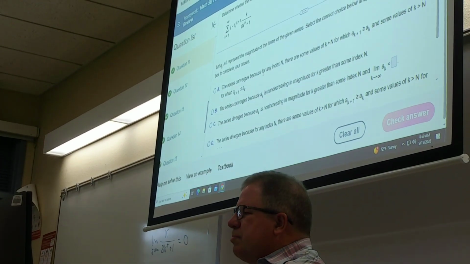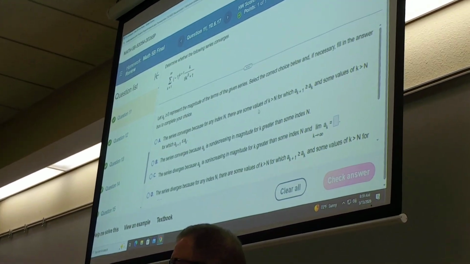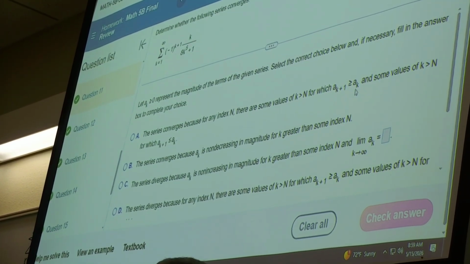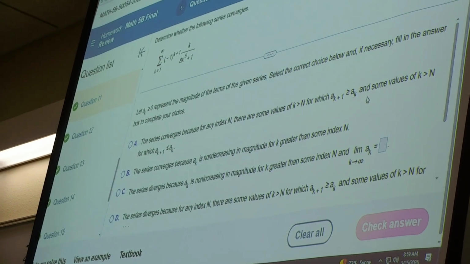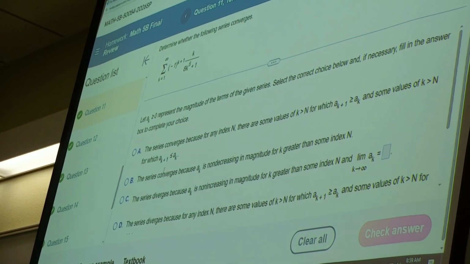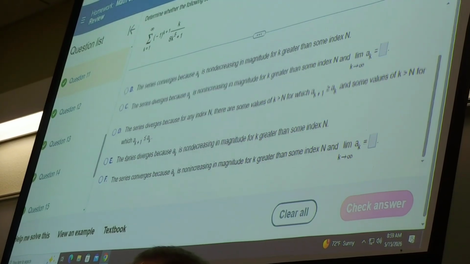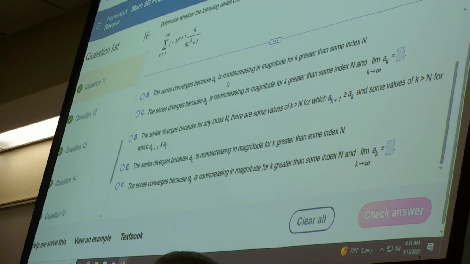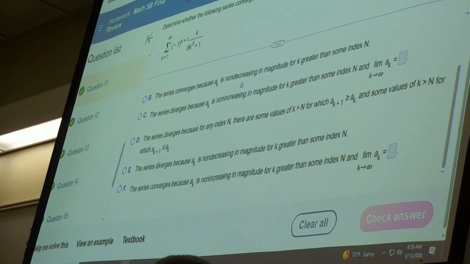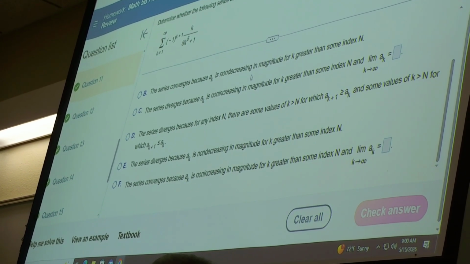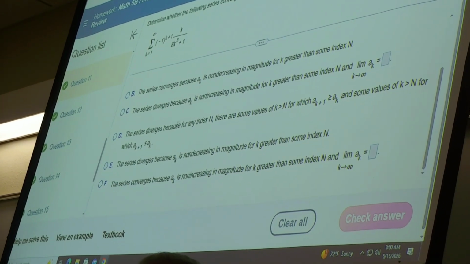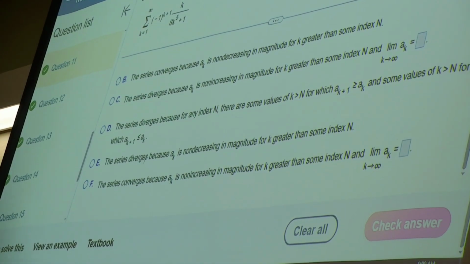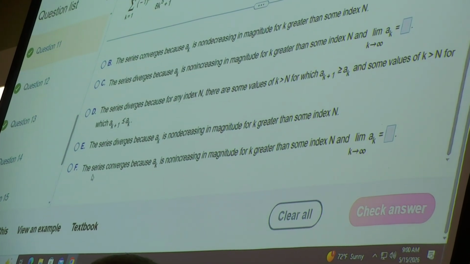All right, the series converges because for any index n, there are some values k greater than n for which a sub k plus 1 is greater than a sub k, and some values of k greater than. I don't believe A makes any sense. B, the series converges because a sub k is non-decreasing. That would mean it's increasing in magnitude for k. No, that doesn't work. It's going to be F. Series diverges? No, we said it converges. Diverges? No. Diverges? No. So F.